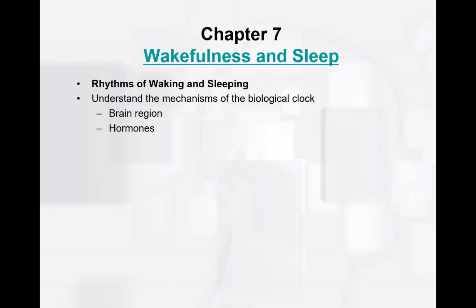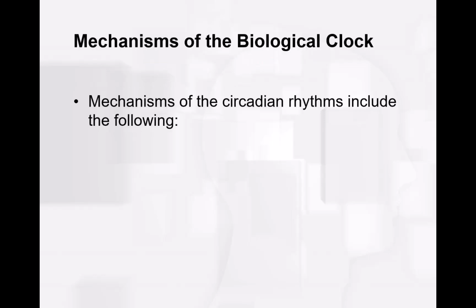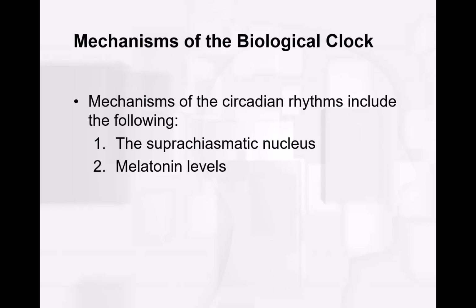Welcome! In this video, we'll continue on with Chapter 7, and by the end of the video, you should understand the mechanisms for the biological clock, specifically what brain region or regions are involved, and what hormones play a role in regulating our biological clock for sleep. So the mechanisms of the circadian rhythm include the suprachiasmatic nucleus, so a part of the brain, as well as melatonin levels, and melatonin are hormones.